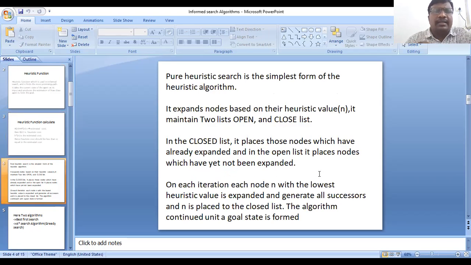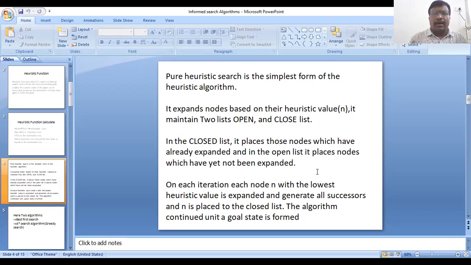And the next one. Pure heuristic search is the simplest form of heuristic search algorithm. It expands the nodes based on their heuristic value h of n. It maintains two lists: the first one is the open list and the second one is the closed list. In the closed list, it places those nodes which have already been expanded, and in the open list it places nodes which have yet to be expanded.